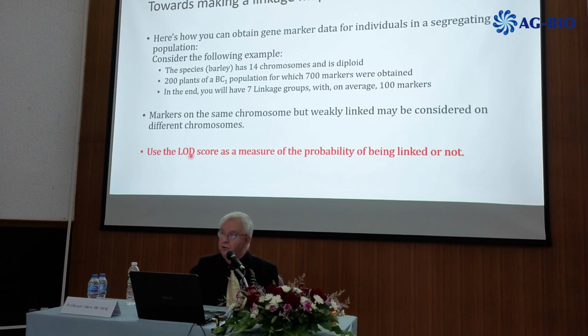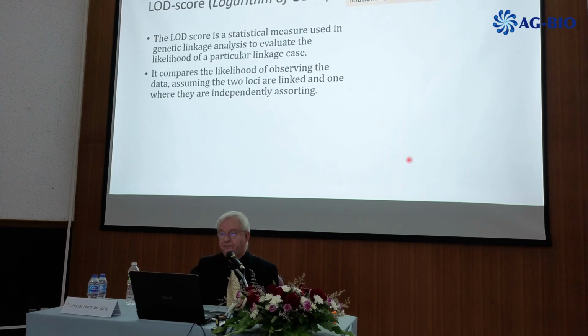But how do you determine at a certain moment, if you have two markers and the two markers are 35, 50, 40, 45% recombination, are they now linked or are they not linked? That is indeed a very difficult question. And that is why I'm now going to introduce another term, the lod score, as a measure for the probability of being linked or not. So I'm not talking about a simple chi-square test to say it is linked or not. It is not that simple.